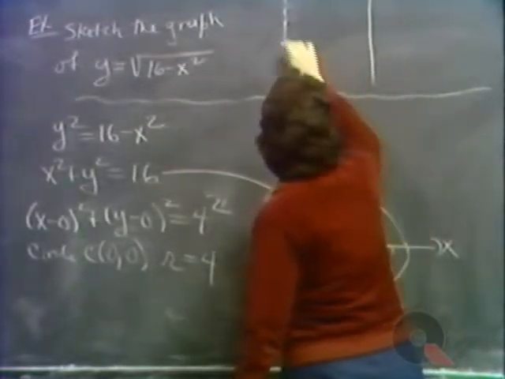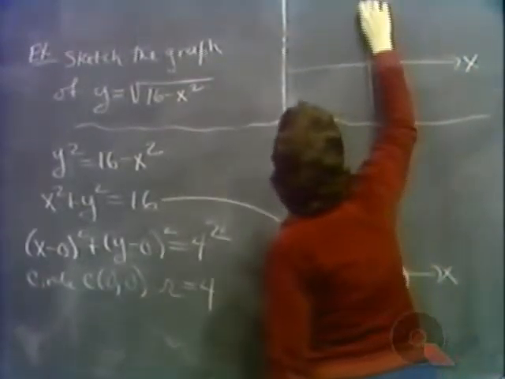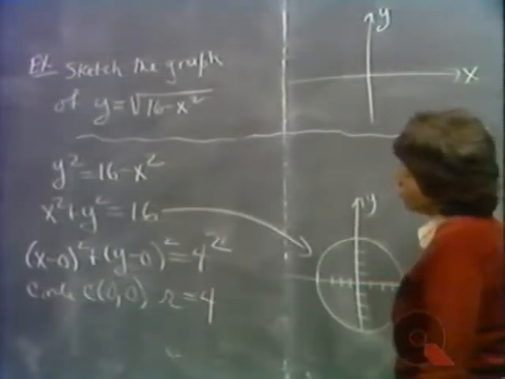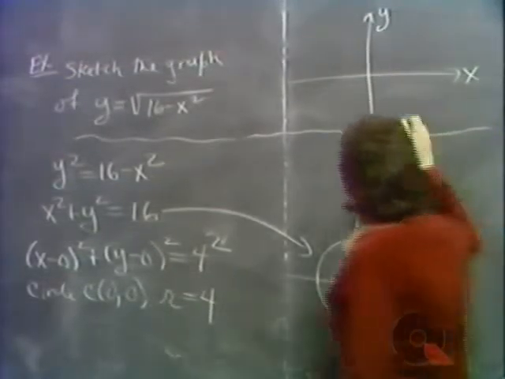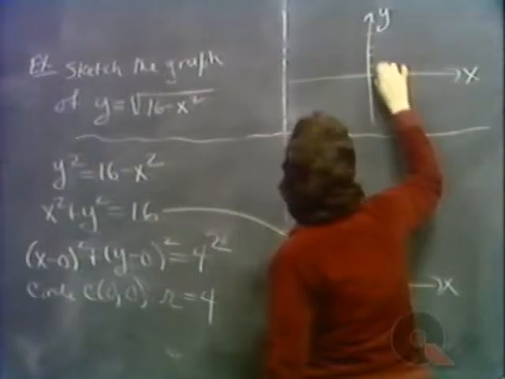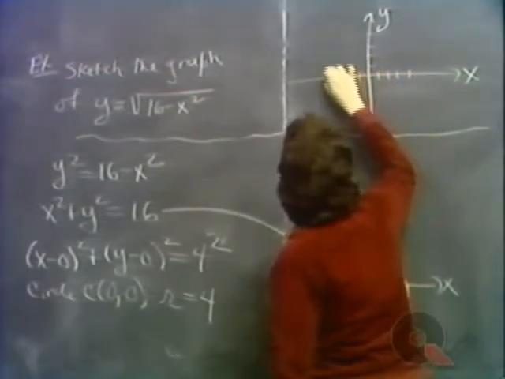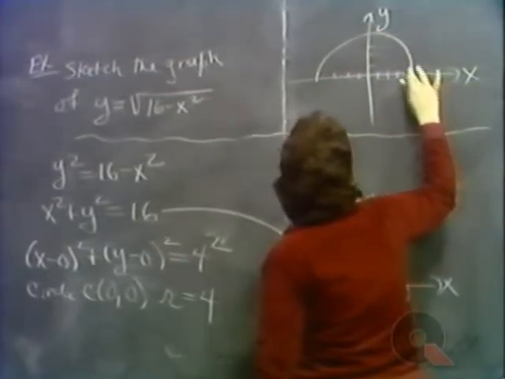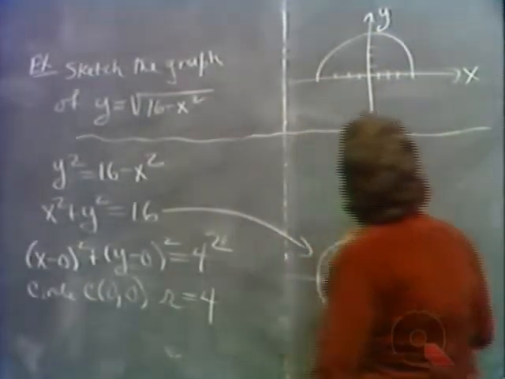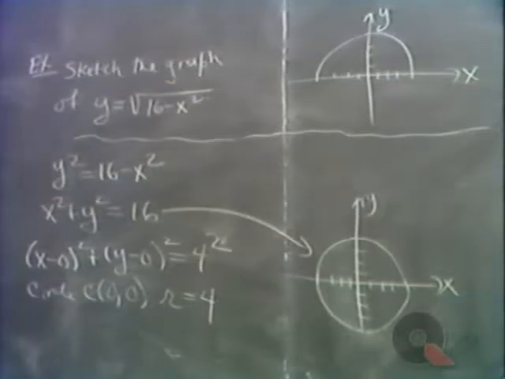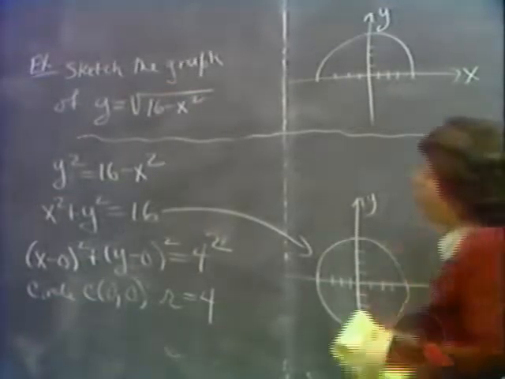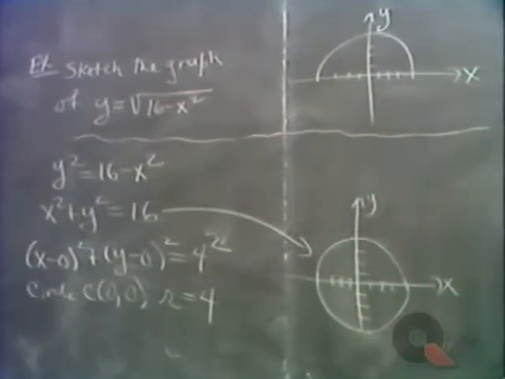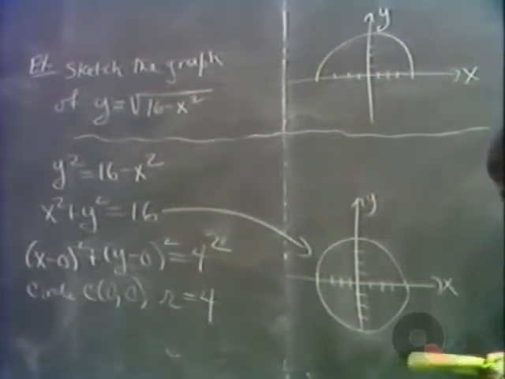So you square both sides to figure out what the curve is. It's a circle, center at the origin, radius 4, and then you say, well, gee, it was only the positive square root, so it's only the top half of this circle. And that's the picture. I've seen better, but that's the idea, the top half of the circle. If it had been y equals the negative square root, it would refer to only the bottom half of the circle. And that brings us to the end of this tape.